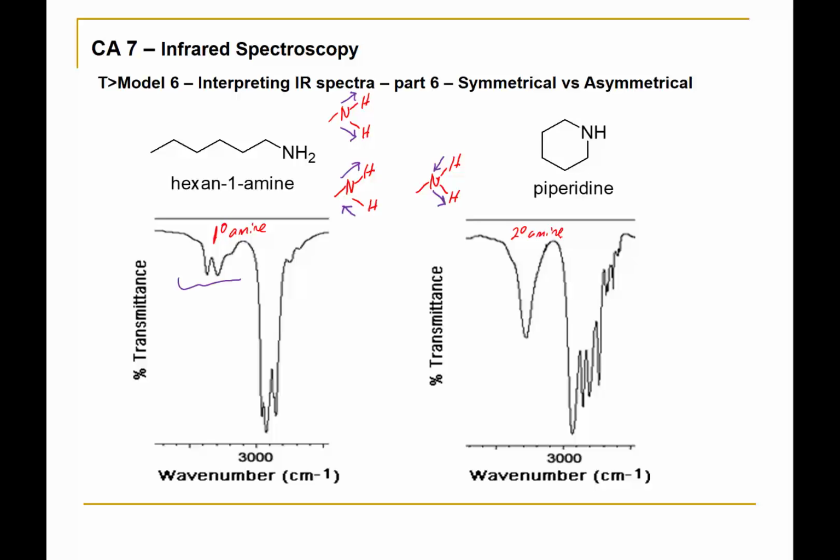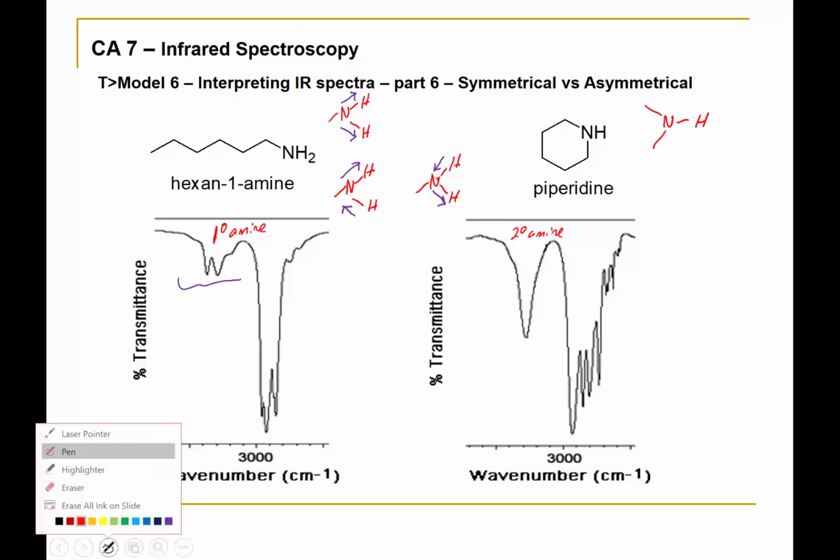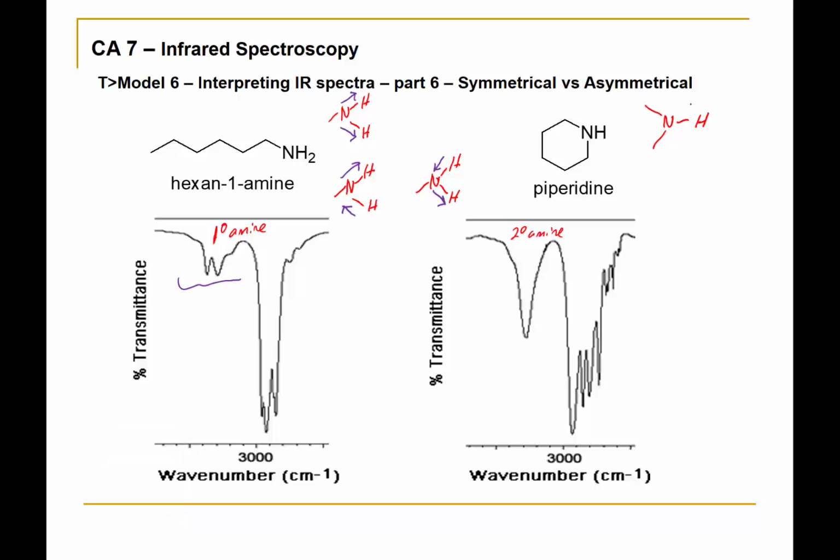And again, let me just write out our secondary amine, there's only going to be a single kind of stretch. And so there isn't a concern about a symmetrical versus an asymmetrical stretch. It's just going to be that stretching of the nitrogen-hydrogen bond towards the right.